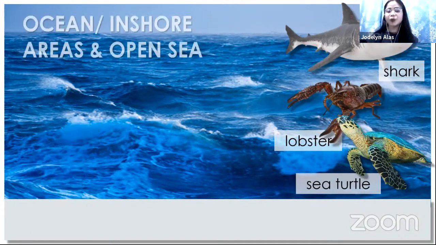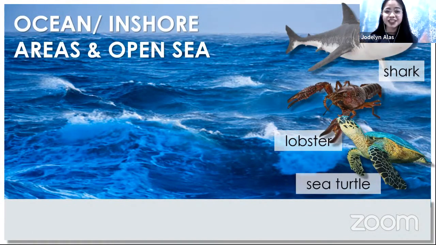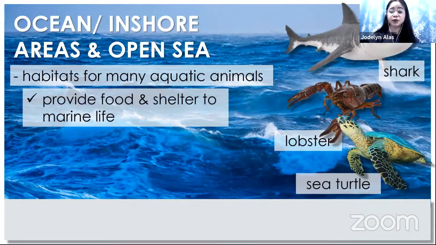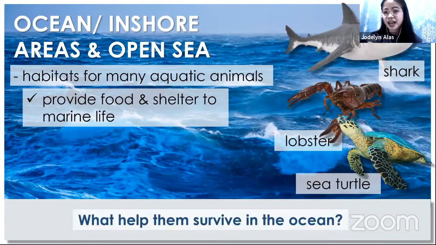Okay. So we call this habitat ocean or inshore area and open sea. This is a habitat for many aquatic animals because this habitat provides them the food and the shelter they need. Now, children, look at the animals you have chosen. What do you think helped them survive in the ocean? If you did not choose the goat, then why did you choose these three? And what do you think helped them survive in the ocean?